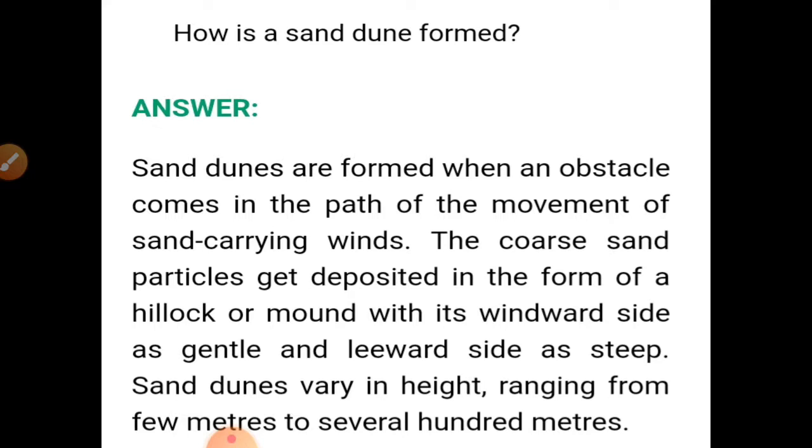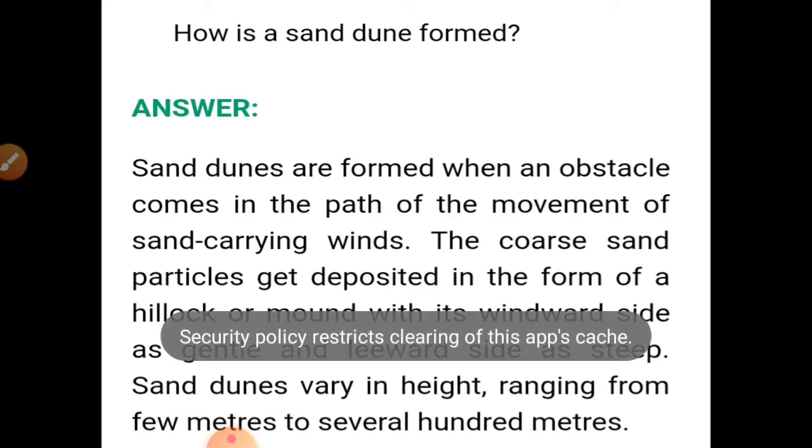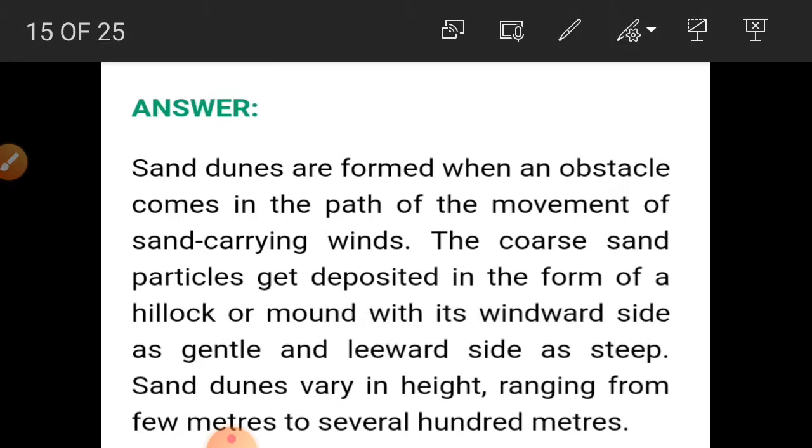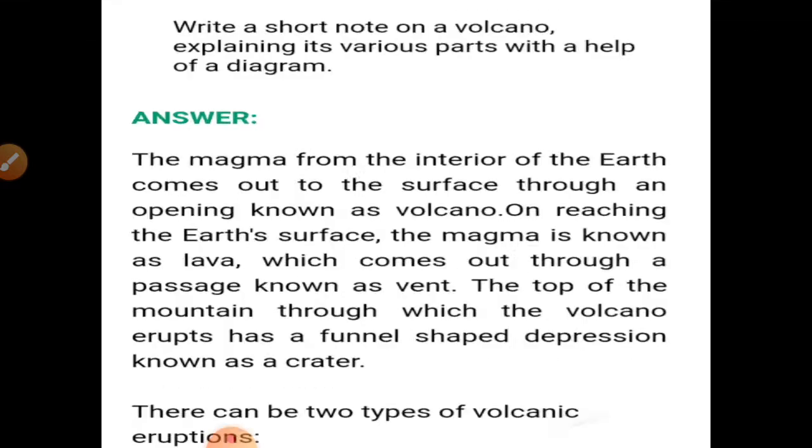formed? So sand dunes are formed when an obstacle comes in the path of sand carrying winds. The coarse sand particles get deposited in the form of a hillock or mound with its windward side gentle and its leeward side steep. Sand dunes vary in height, ranging from a few meters to several hundred meters. Okay, so this is the answer of this question.